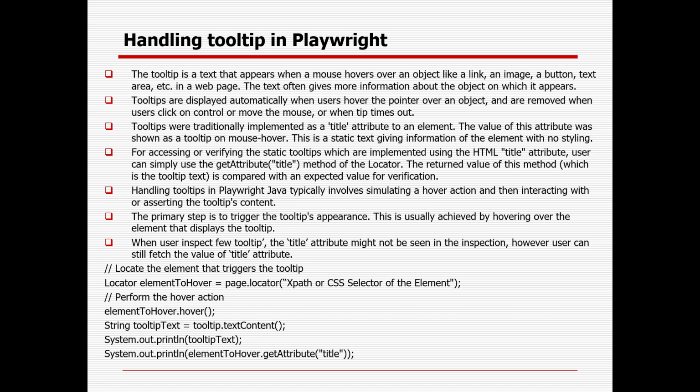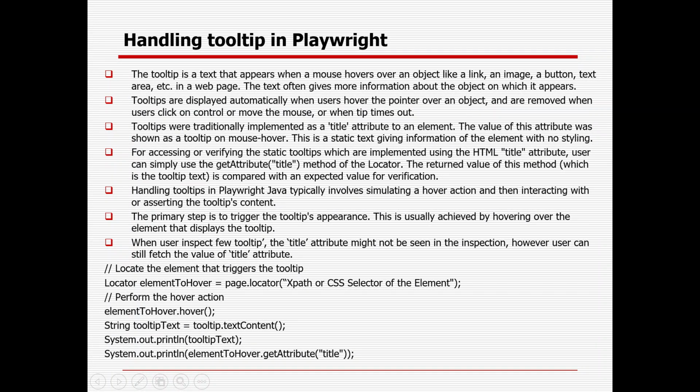When the user inspects a few tooltips, the title attribute might not be seen during the inspection. However, the user can still fetch the value of the title attribute. So what are the steps you need to follow? You need to first locate the element with the help of the locator method, using the CSS or XPath of the element. After that, we can hover it. We can perform a hover action with the element reference dot hover method.